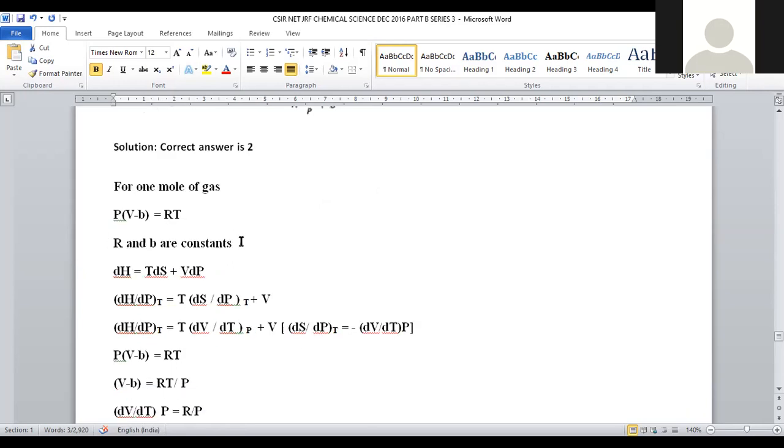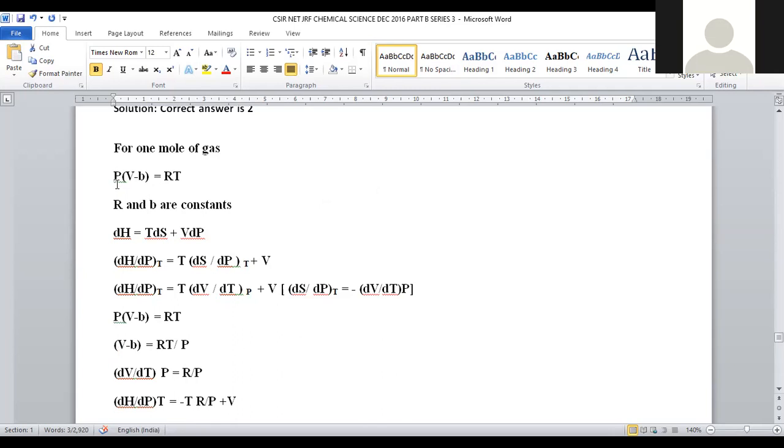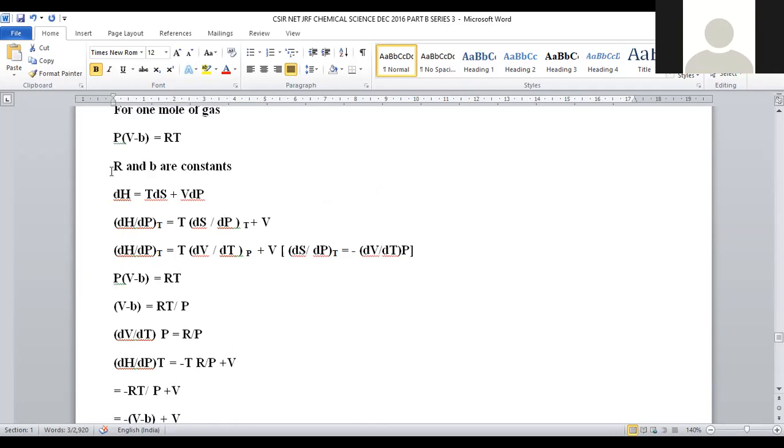For 1 mole of gas, the real gas equation is given as P into (V minus B) is equal to RT, where R and B are constants. Let us apply the enthalpy formula. dH is equal to TdS plus VdP. Now it can be differentiated with respect to pressure, so that dH by dP is equal to T dS by dP plus V dP by dP. dP gets cancelled, so that only volume is left here. So (dH/dP) at constant temperature is equal to T into (dS/dP) at constant T plus V.